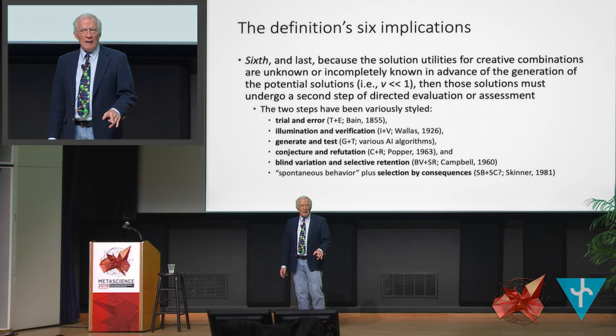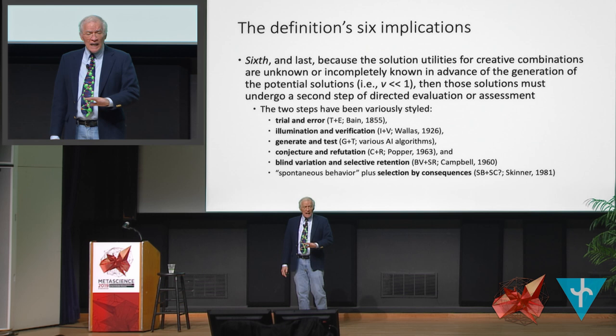And then Popper called it conjecture and refutation. My favorite term comes from Donald Campbell, who is my doctoral grandfather, blind variation and selective retention. And then B.F. Skinner had this idea of spontaneous behavior plus selection by consequences.